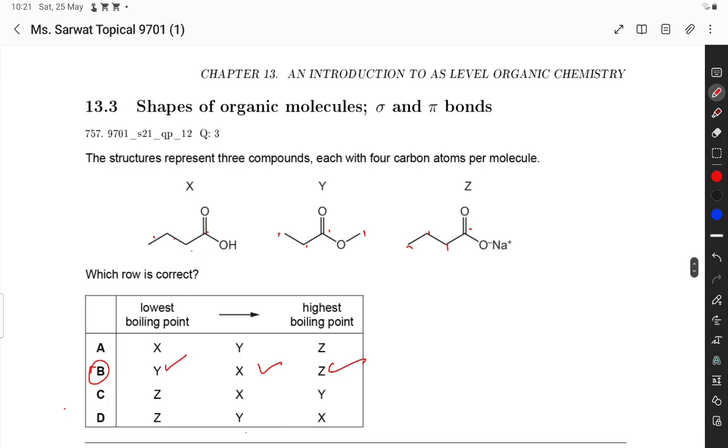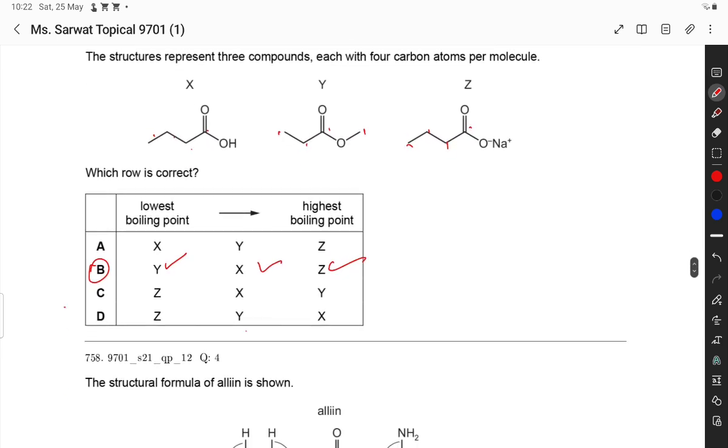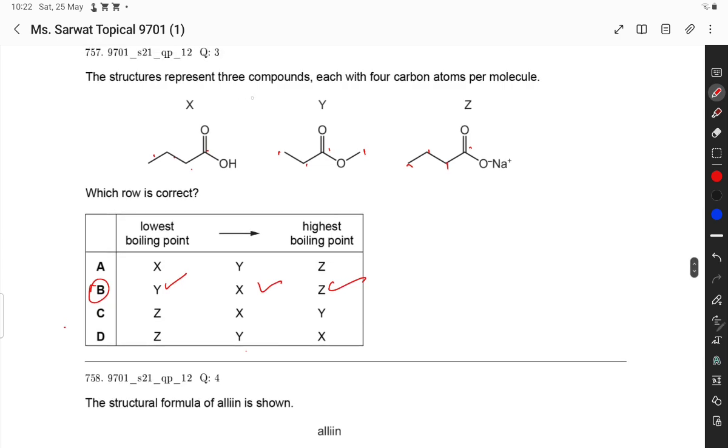The next topic, 13.3 topic of organic chemistry, is shapes of organic molecules, sigma and pi bonds. Which row is correct? 3 compounds each with 4 carbon atoms per molecule. Which row is correct? Lowest boiling point, highest boiling point.